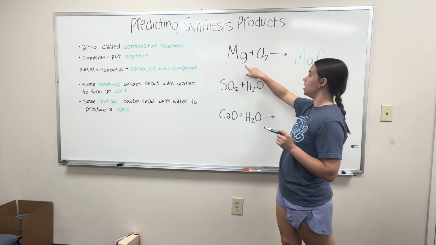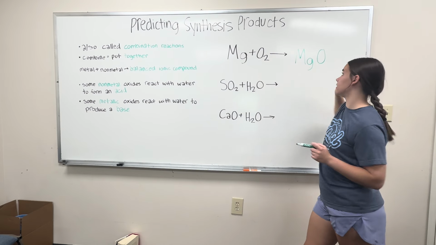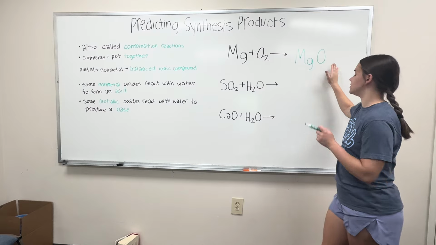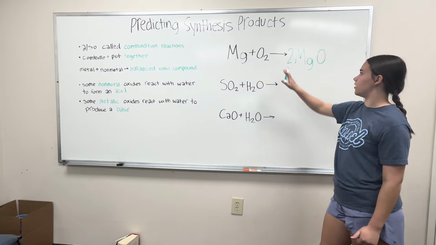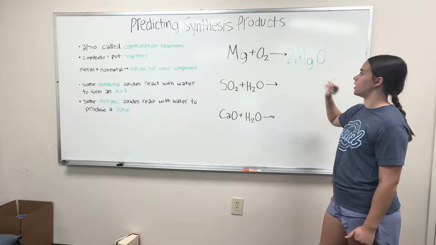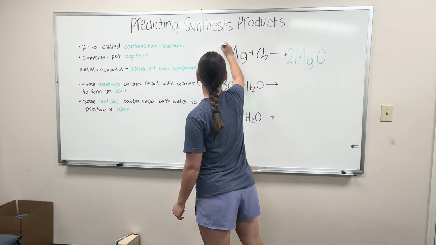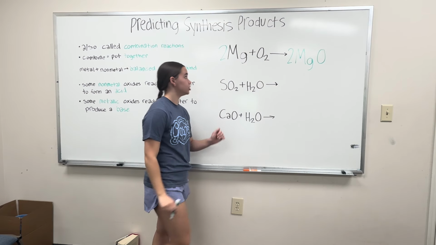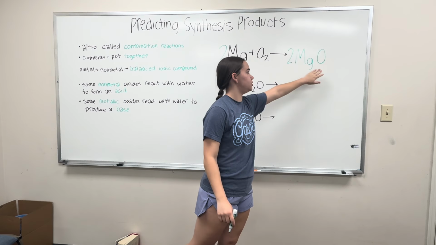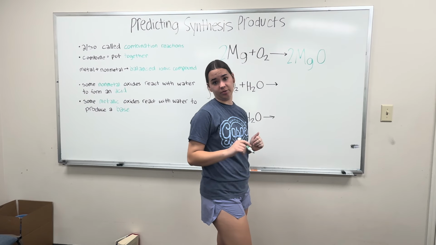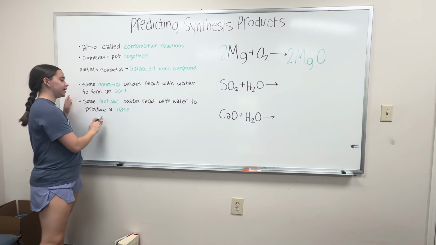If I look over here, I have one magnesium, but here I have 2 oxygens, and I only have 1 oxygen here. So I'm going to make this oxygen a 2. I can't change subscripts, so I'm just going to put a coefficient. Now I have 2 oxygens and 2 oxygens, but now I have 2 magnesium and only 1 magnesium, so I'm going to put 2 right here. Now let's double check this: 2 magnesium, 2 oxygen, 2 oxygen. We predicted our product and then we balanced it. Super simple.